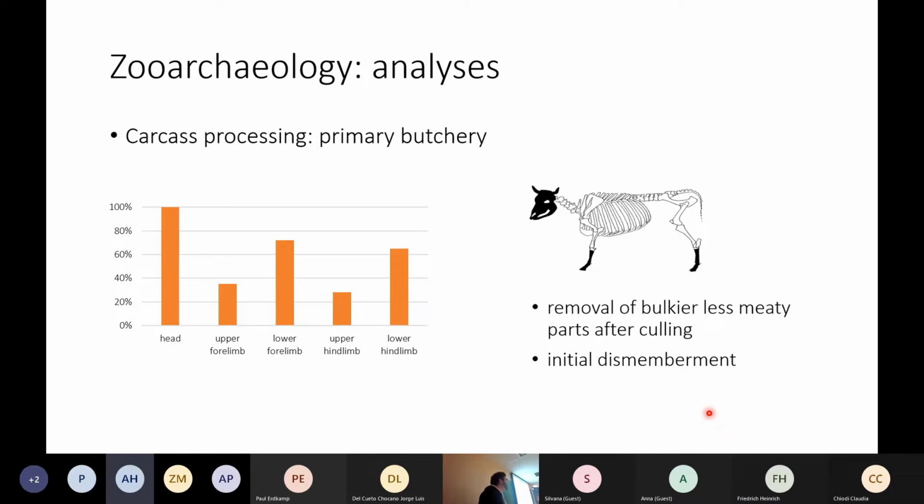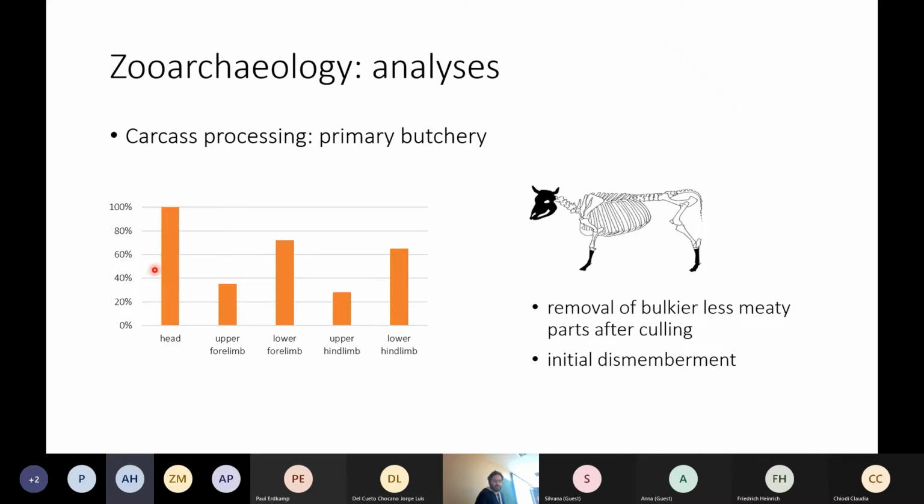Carcass processing is also important, and there are several analyses that can be looked at to investigate it. On Tuesday, I used the body part representation with fish, looking at crania and vertebrae. Here you have an example with cattle, with the elements grouped into head, upper forelimb, lower forelimb, and the same for the hind limb.